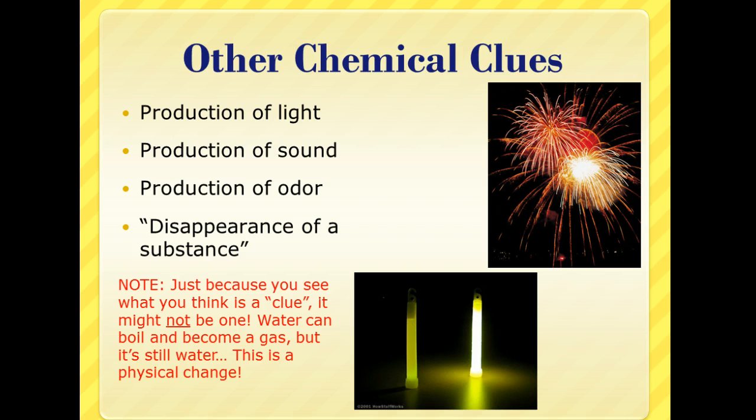Disappearance of a substance. If you have something and then it disappears, you have to be careful, because dissolving, like when you take Kool-Aid mix and water, it disappears, but it's still there. But sometimes, for example, when your car rusts, that rust over time can disappear and fall off because you've got that new substance and it's really crumbly. You'll also see some examples of that in class where something disappears. Just because you see what you think is a clue, it might not be one. Water can boil and become a gas, but this is still water. It's a physical change.